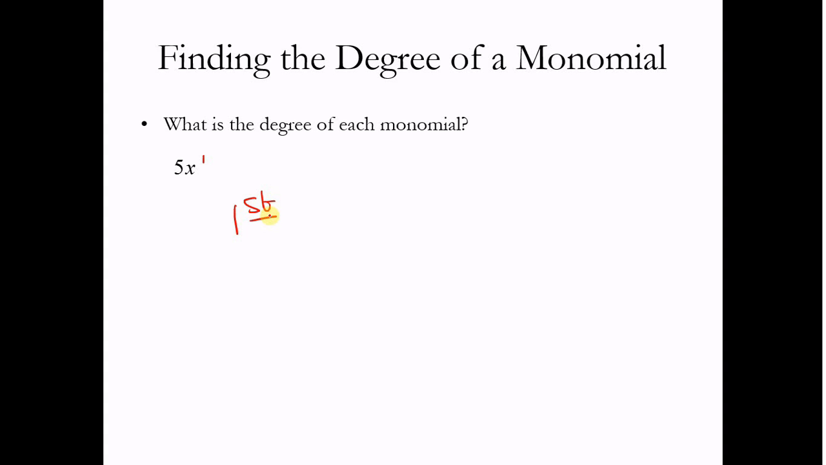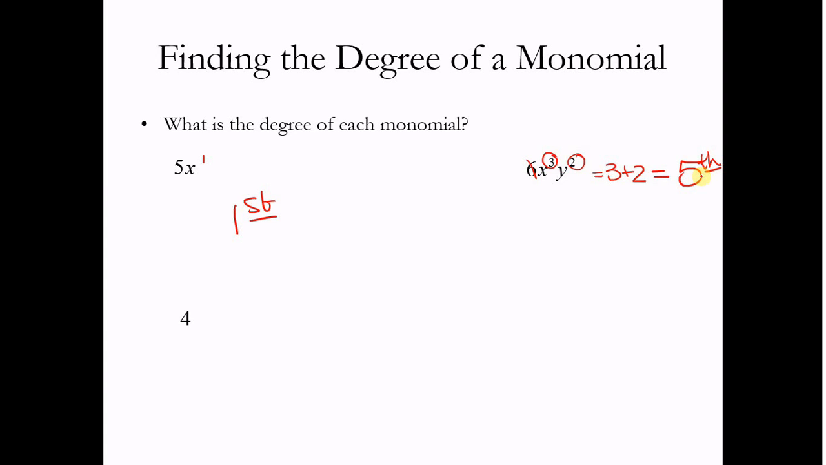Okay? Not too bad. What about when there is more than 1 letter in there? What you're going to do is add the exponents together to find your degree. So I'm going to forget about the 6. I want to add the 3 and the 2 together. It's going to give me a 5th degree for that monomial.